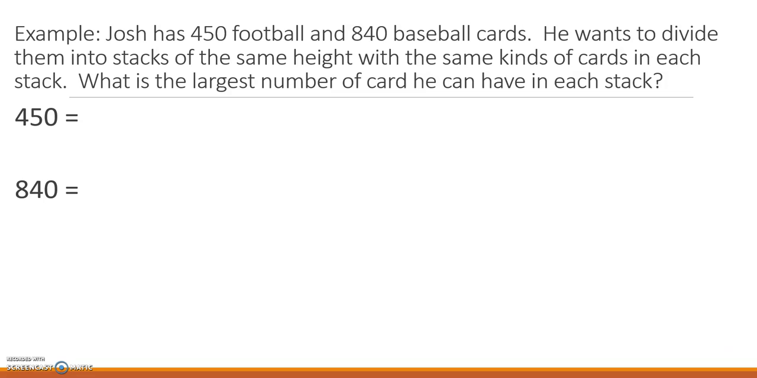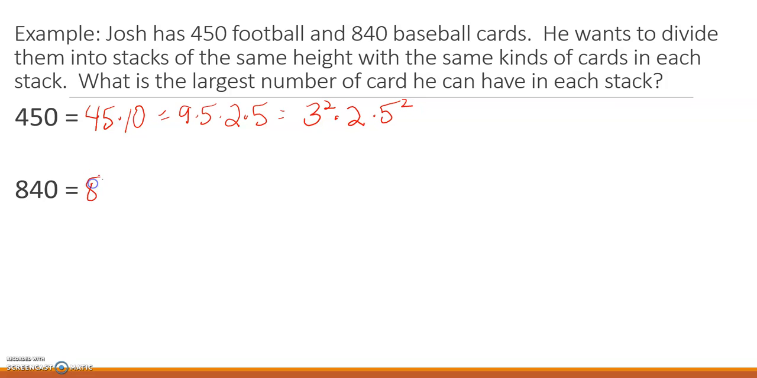Josh has 450 football and 840 baseball cards. He wants to divide them into stacks of the same height with the same kinds of cards in each stack. What is the largest number of cards he can have in each stack? Let's start by finding our prime factorizations. And let's do 45 times 10, which is 9 times 5, times 2 times 5, which is 3 to the second, times 2 times 5 to the second.